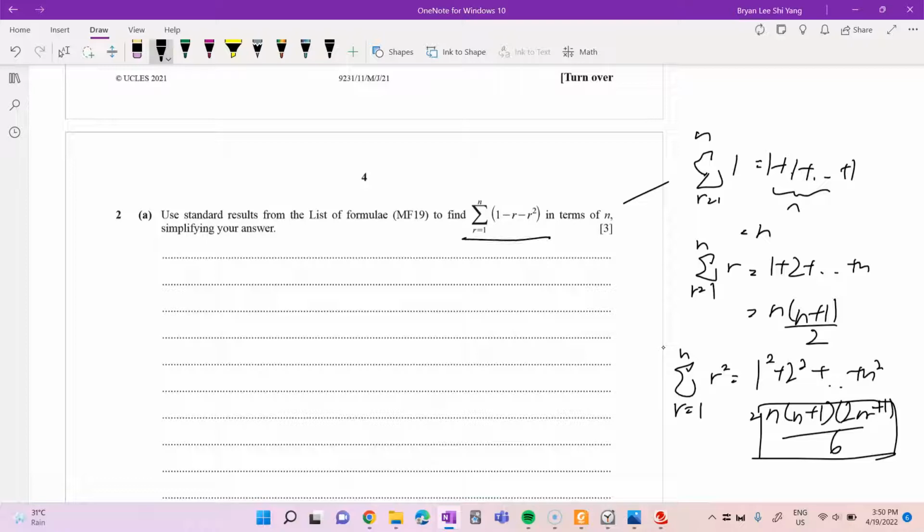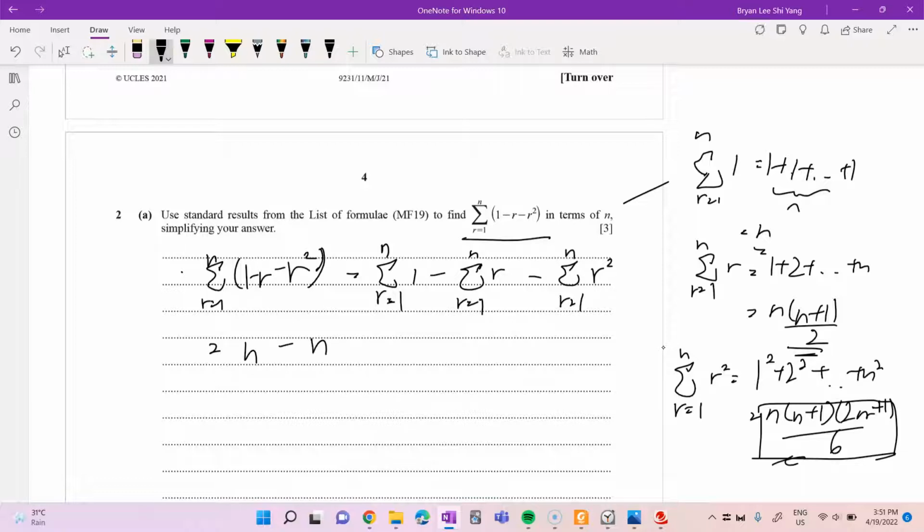So what I can do here is I can break it up. I can just write r equals to 1 and then 1 minus r squared is equals to the breakup, r equals to 1 and 1 minus r equals to 1 and r minus r equals to 1 and r squared, which is equals to, as I've written here, n times n plus 1 divided by 2, minus n times n plus 1 times 2n plus 1 divided by 6.